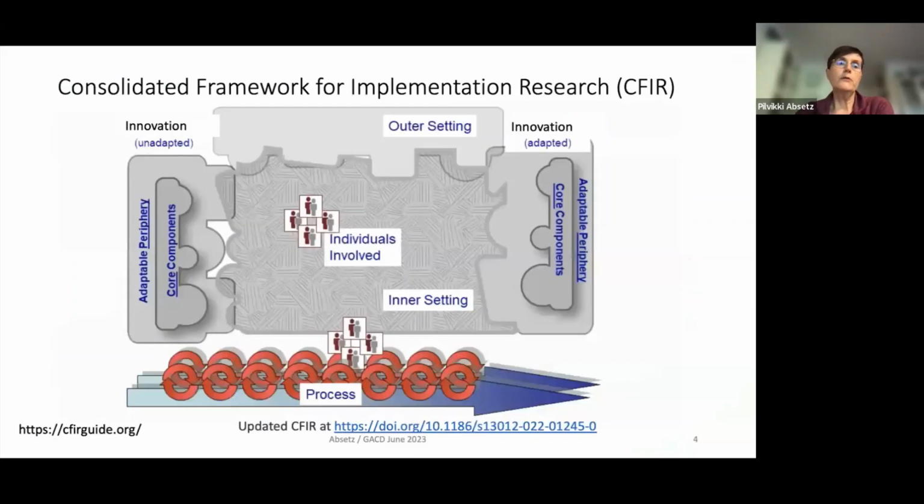But anyways, the frameworks in the review are familiar to all of us, I believe, and outline different contextual components. For example, the Consolidated Framework for Implementation Research talks about the outer setting and the inner setting, and the boundaries are a bit fuzzy, and also the process can be thought of as a contextual kind of component there.